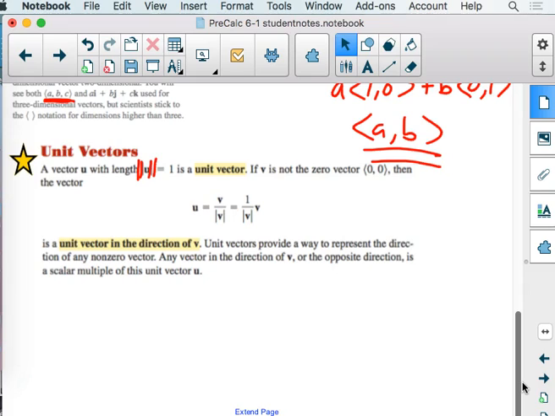If v is not the 0 vector, we're not going to use the 0 vector to try and get 1. It's not going to happen. Here's how we find it. That unit vector equals the vector divided by its magnitude.